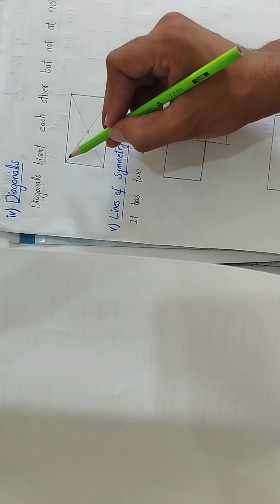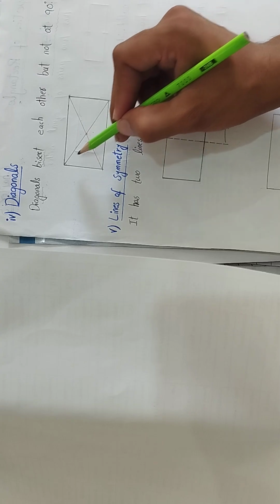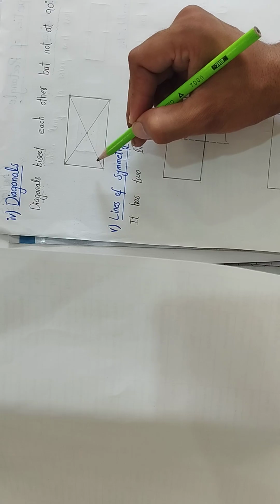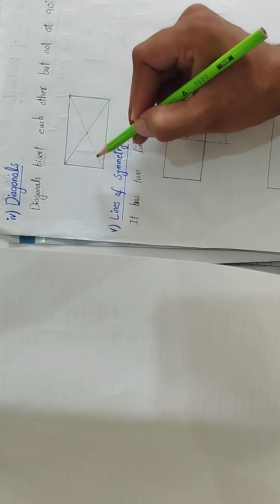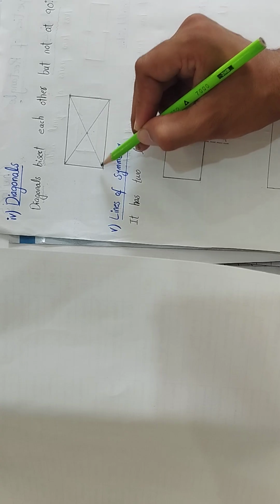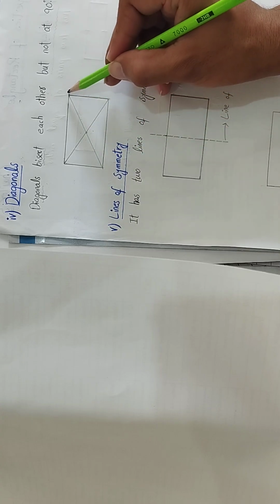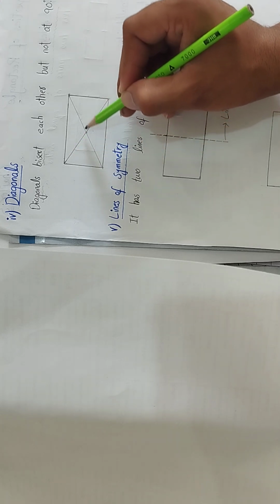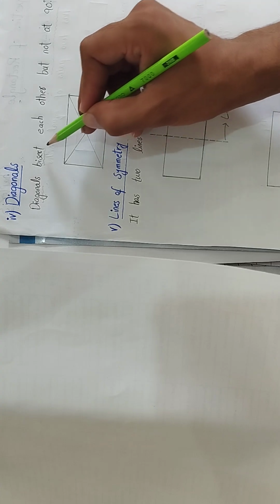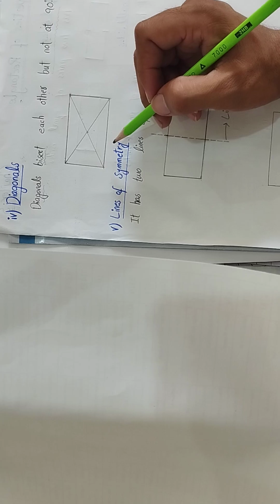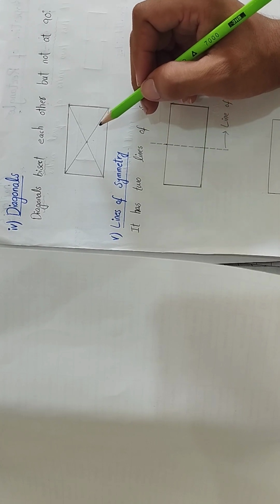Now again the same holds for the other diagonal. This diagonal cuts this diagonal into two equal parts. One part is this, one part is this. From this point to this point, and then this point to this point. So this diagonal is cutting the second diagonal into two equal parts. This is the meaning of bisect. Each diagonal bisects the other diagonal into two equal parts.